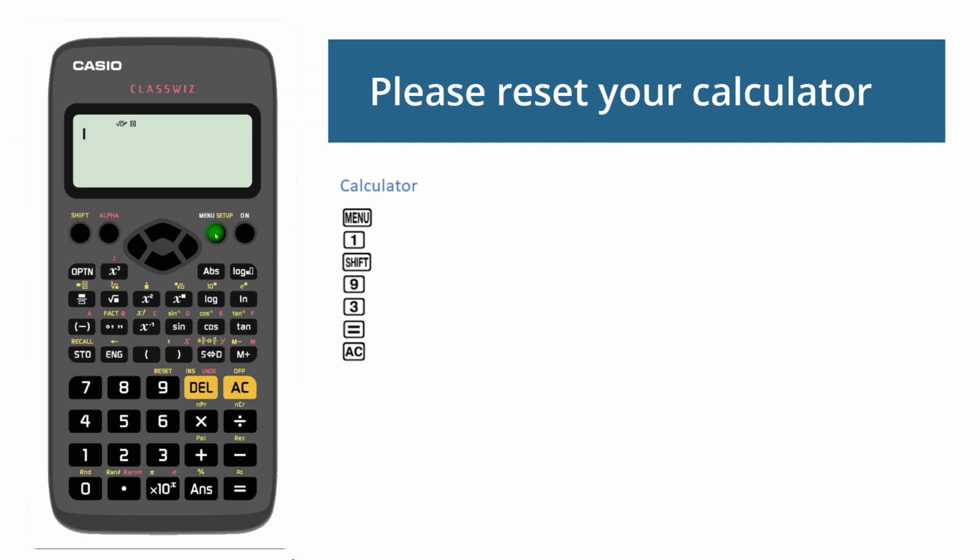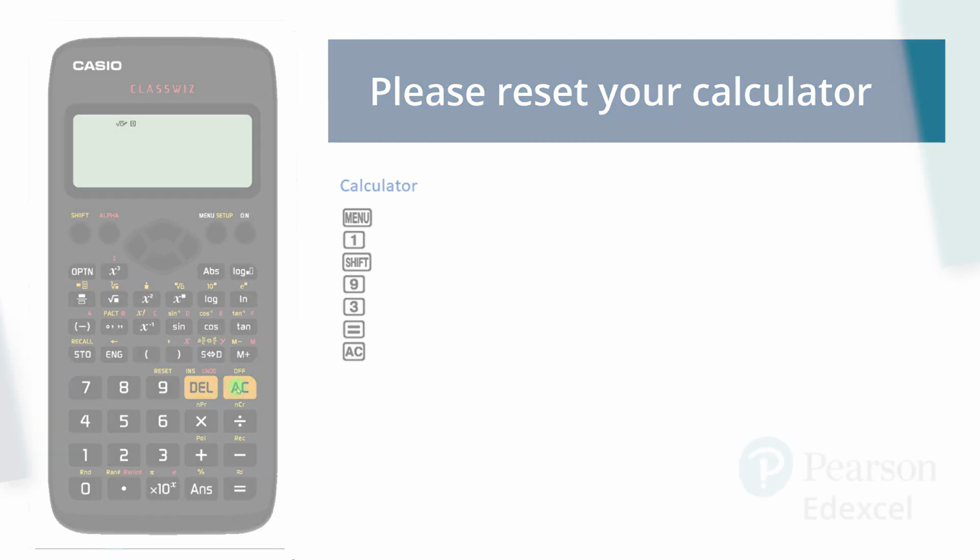Before we start, let's reset your calculator so that it works in exactly the same way as in this video. Firstly, turn your calculator on. If the menu isn't showing, press Menu and then 1 to choose Calculate. Now press Shift, 9, 3, equals, followed by AC to complete the reset.